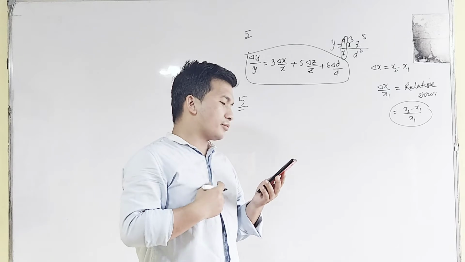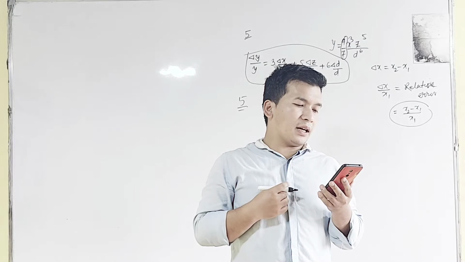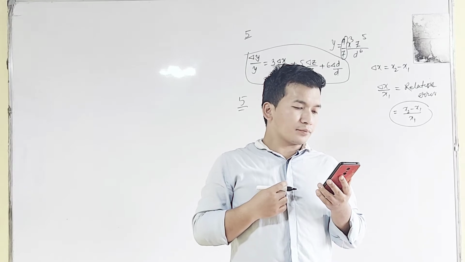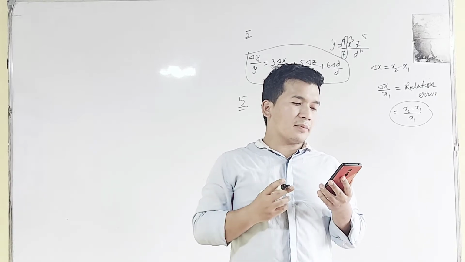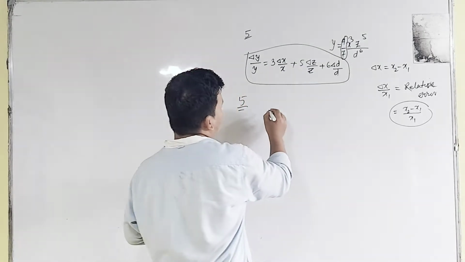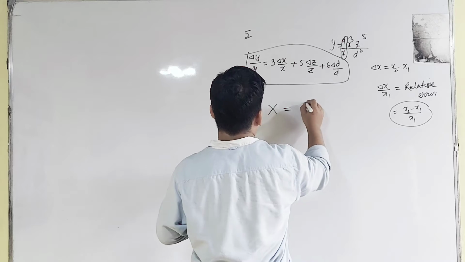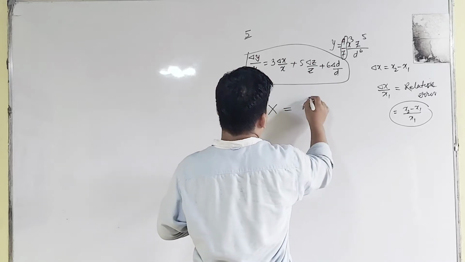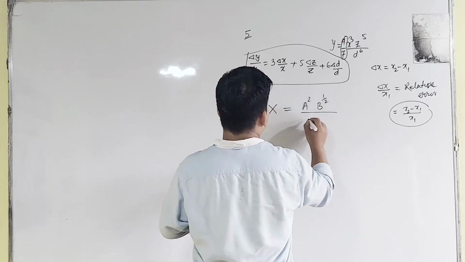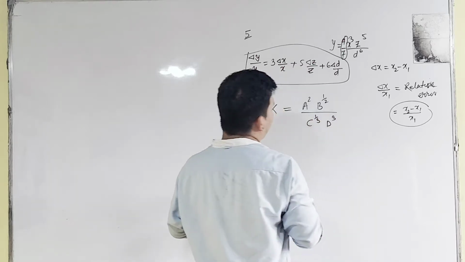In an experiment, the percentage errors that occur in the measurement of the physical quantities A, B, C, D are 1%, 2%, 3%, 4% and 4% respectively. Then what is the maximum percentage error in the measurement of X, where X is equal to the given function: X equals A raised to power 2, B raised to power half, divided by C raised to power 1 by 3, D raised to the power 3. And what are the relative errors?